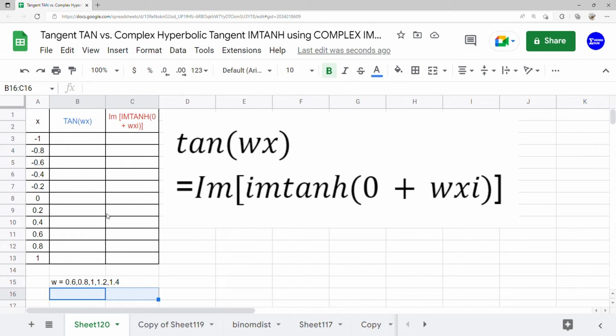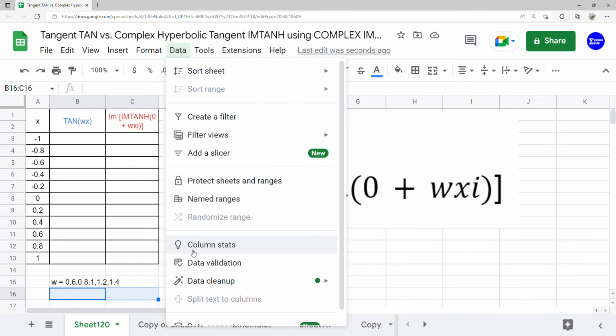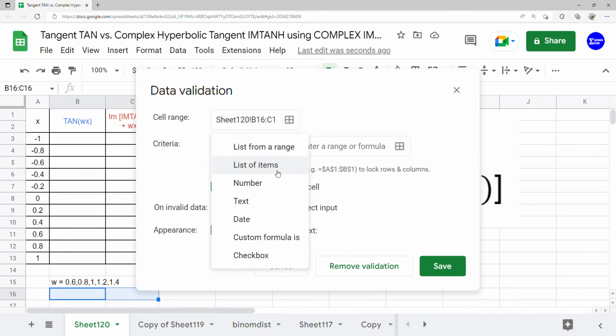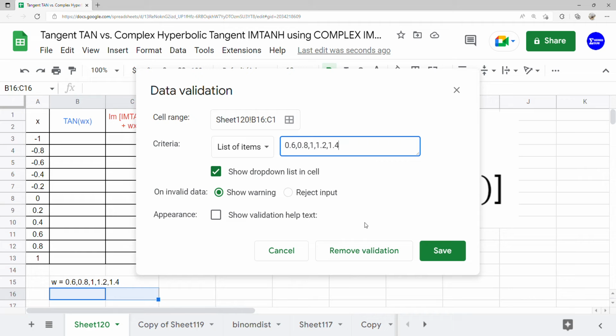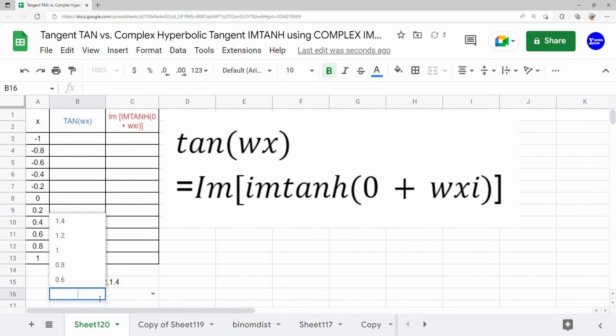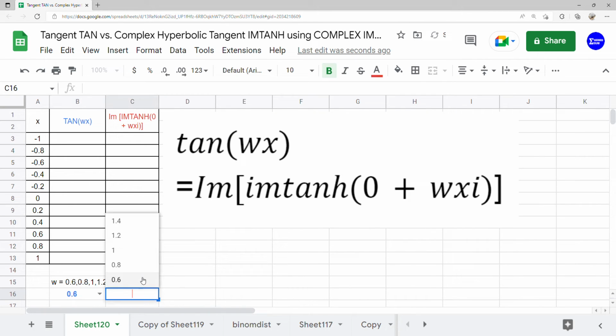In this video, we compare trigonometric tangent against the complex hyperbolic tangent. We begin with the values of W. So data validation, list of items, 0.6 to 1.4. We begin with 0.6.